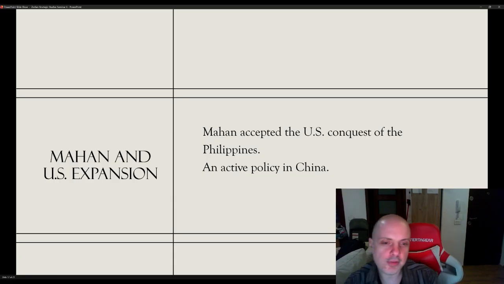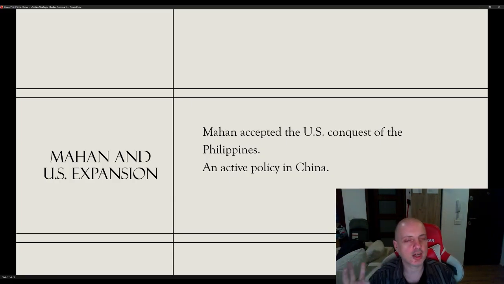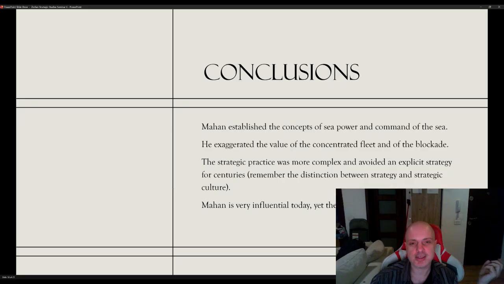Mahan also argued in favor of an active policy in China. Like many Americans, he saw that China has a great big population, and he wanted a slice of the Chinese market. So even in the 19th century, people dreamt about the Chinese market. So something changed, not very fast.